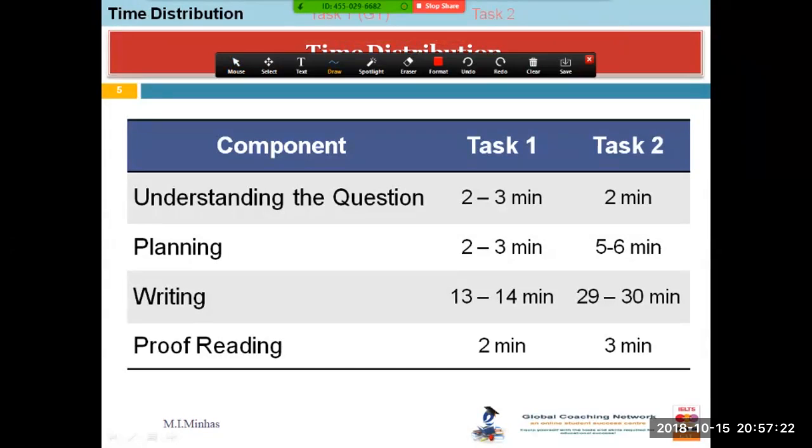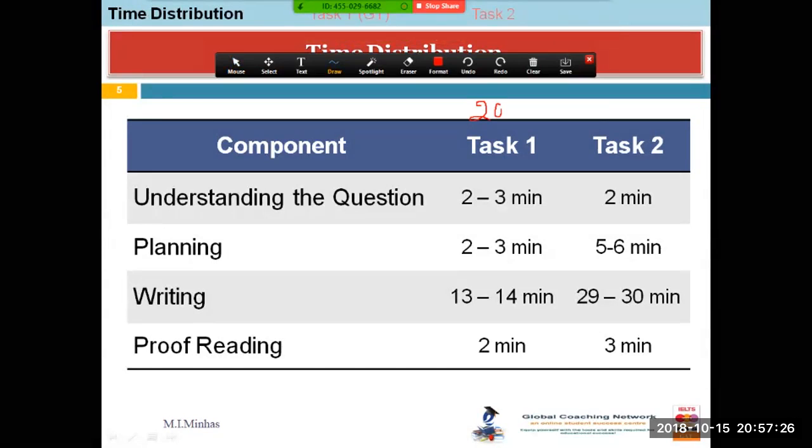a short recap. We already know that 20 minutes are generally recommended for task one, and 40 minutes are recommended for task two, right? Within those 20 minutes, today I'll talk about task one only. So within these 20 minutes, this is the further time distribution that I recommend. For writing task one, you need to spend about 2 to 3 minutes on understanding the question.